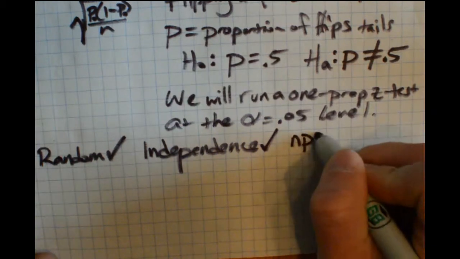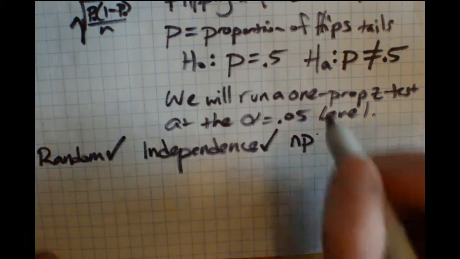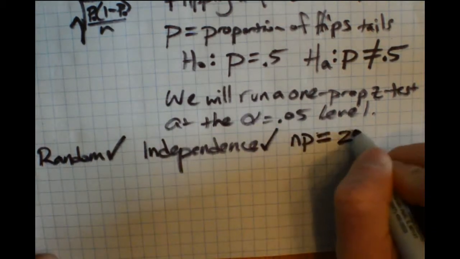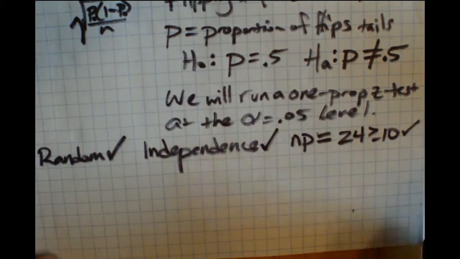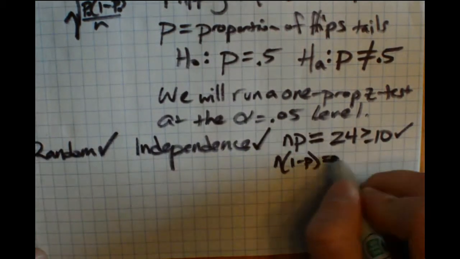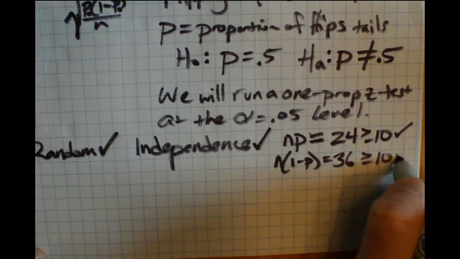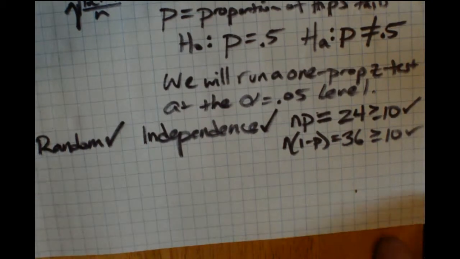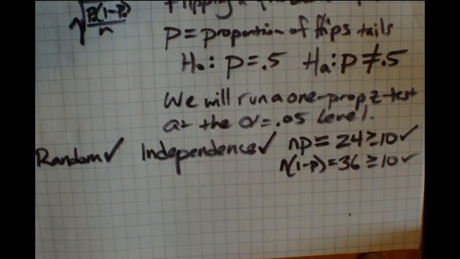So we need np and n(1 minus p) to be greater than 10. Well, n times p, how many successes did we have? We had 24 that were tails. That's greater than or equal to 10, so that's met. And also n(1 minus p), how many failures did we have? We had 36 that came up heads, and that's greater than or equal to 10 as well. So all three of the conditions are met to run a one proportion z-test.